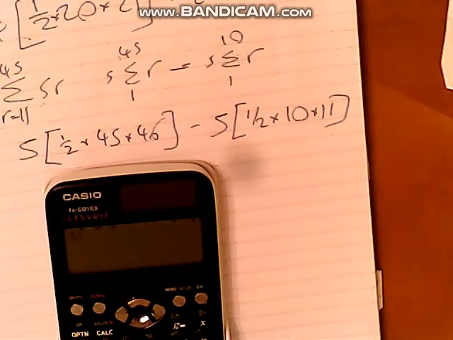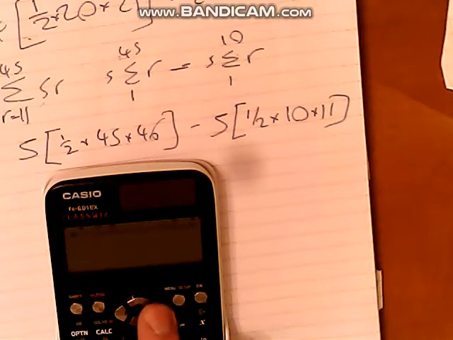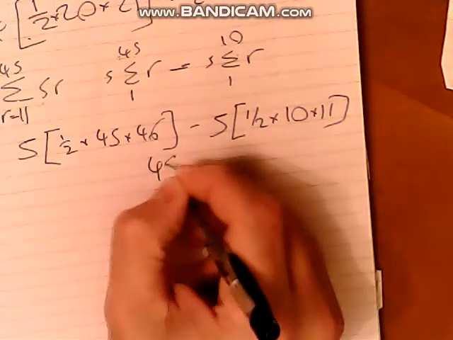Again, put all that into your calculator. So 5 times 1/2 times 45 times 46 minus 5 times 1/2 times 10 times 11. Those brackets. The answer is 4,900.